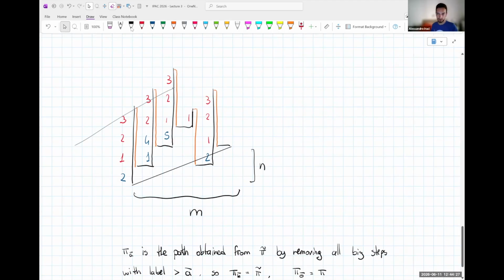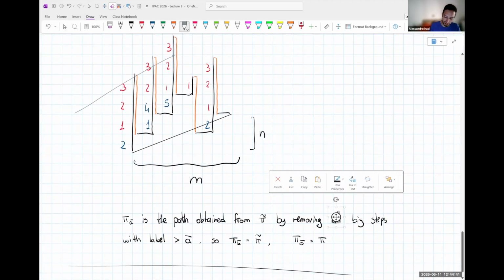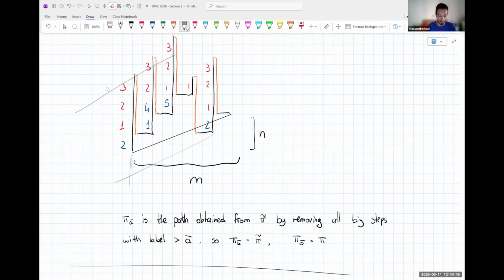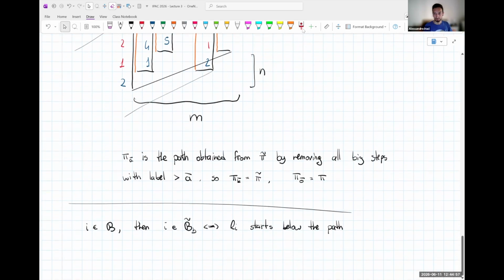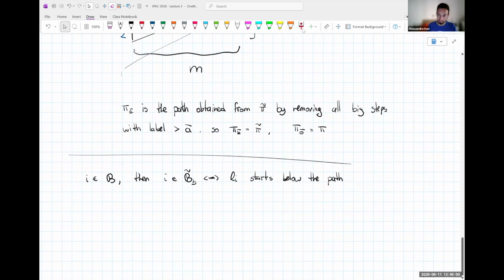So if the intersection of this line here, well, now I don't have a good example in this picture because all the big steps are above the diagonal. But if I have one below, the condition is the same as the line intersecting the y-axis in a negative coordinate. So they contribute only if they start below. That's immediate.